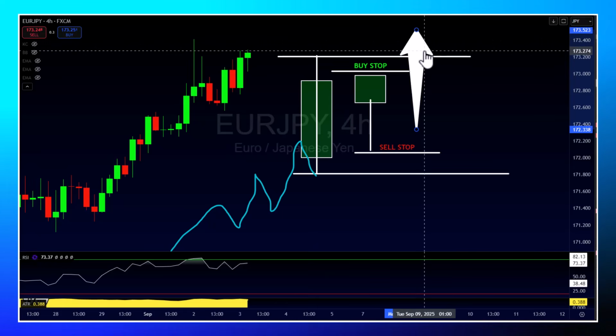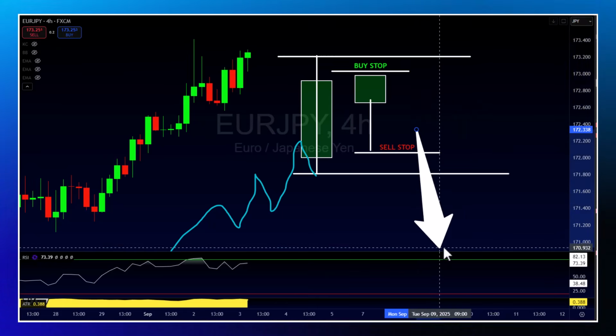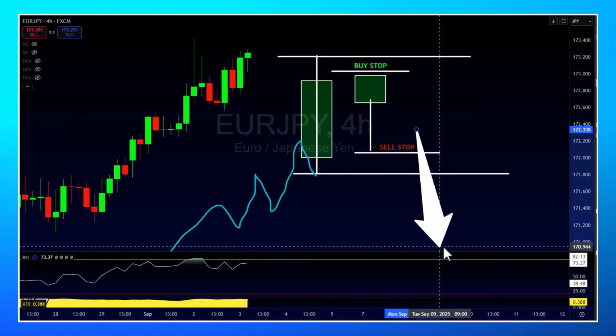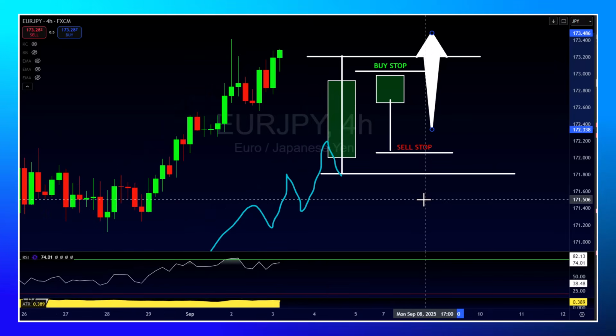Does that make sense? I'm not interested in a breakout to the downside because my analysis says, hey, we should be going bullish. So I don't want to do that. But I'll only look at it to the upside. So that's why I call it a bias break. That's my recommendation. But yeah, inside bars are cool.